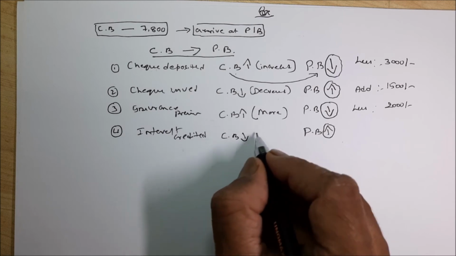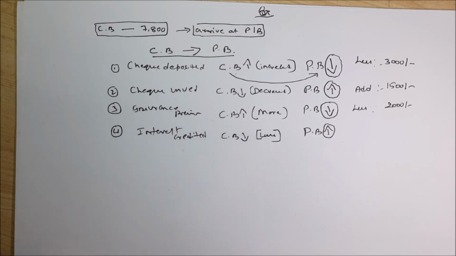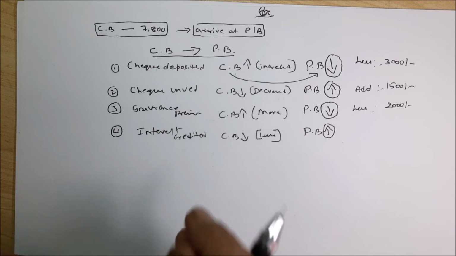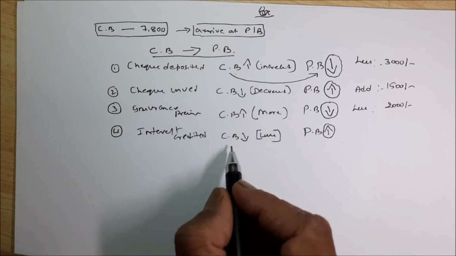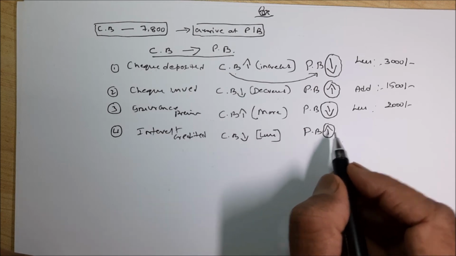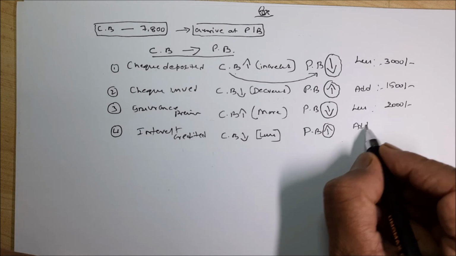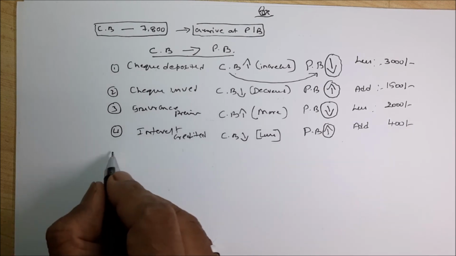But nothing has taken place in the cash book, so it is showing less, because we have not taken that amount. Unless we refer to the passbook, till that time we never knew the bank had credited the interest. So the cash book balance is showing less, whereas the passbook balance is showing more. It is called add. How much? 400.